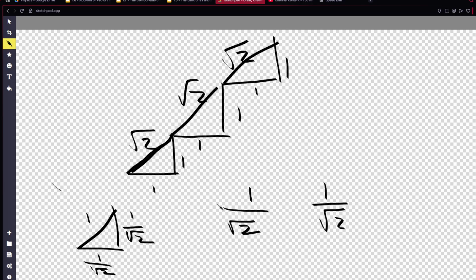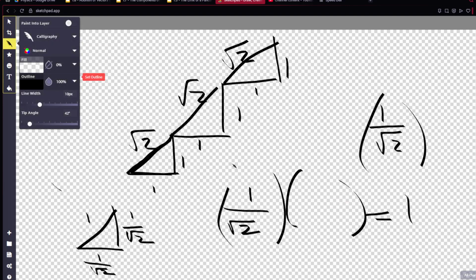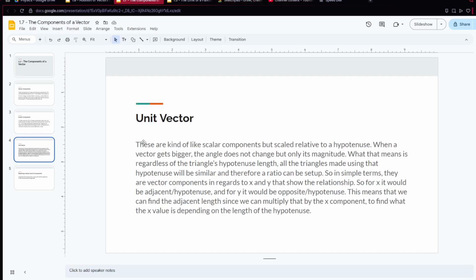So what actually happens is if we have this relationship, then depending on the length of the hypotenuse, we can denote how big the x value is. So if the hypotenuse is square root 2, then guess what? We have an x component of length 1. And if the hypotenuse is like 4, which is square root 4, we have square root 2, and that will be the length of this, which is really easy and simple to understand. So that's the logic here.